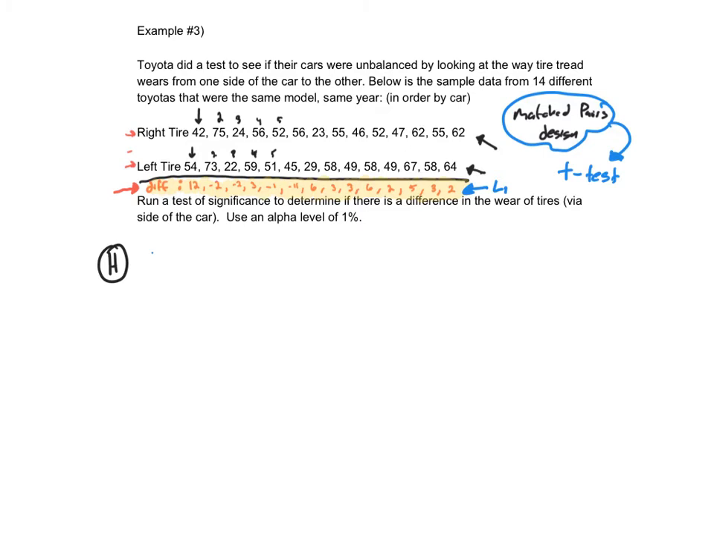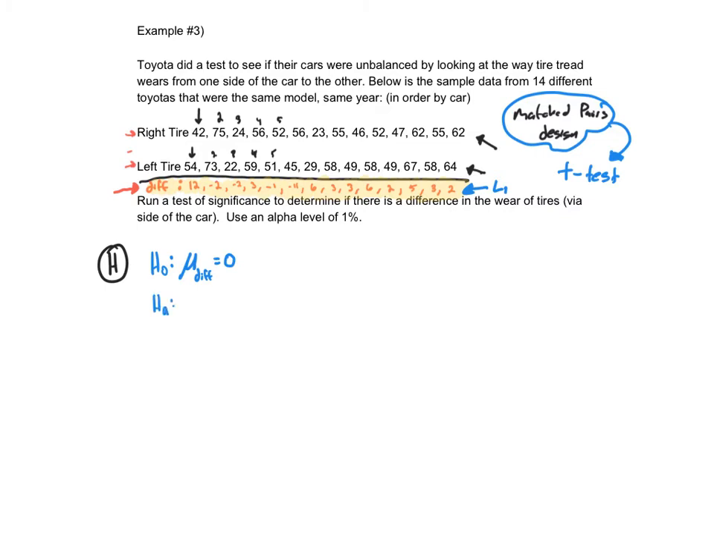Hypotheses. My null hypothesis is always a standard, right? So just like we said earlier in the notes, the average difference is equal to 0. So we are going to assume that there is no difference in the wear between the right tire and the left tire. Now we're going to see if we find enough evidence to reject that and say that there is a difference, but right now, no difference.